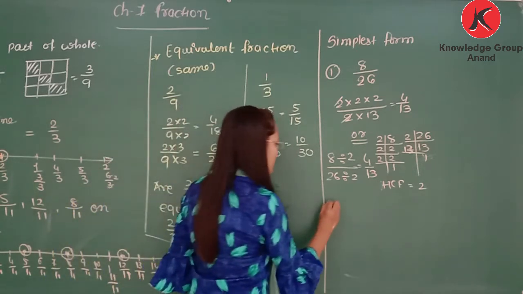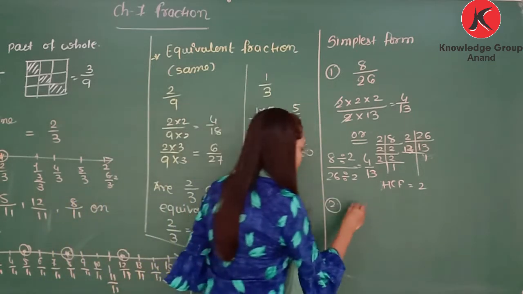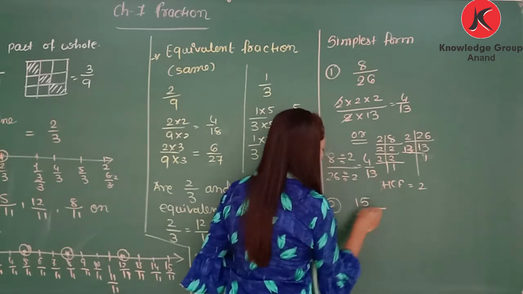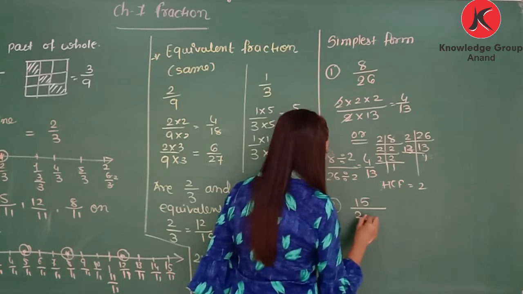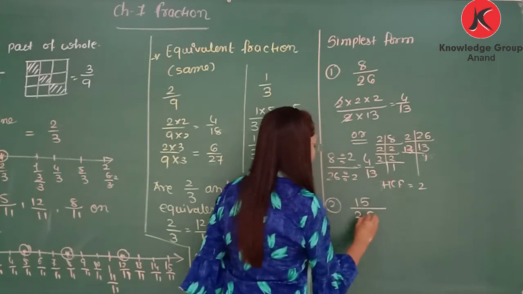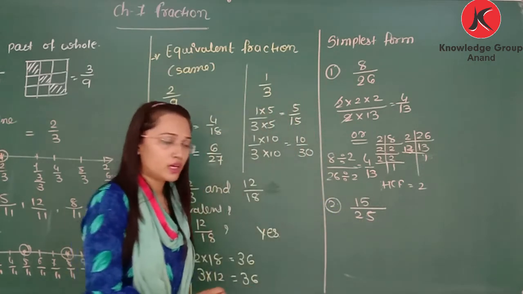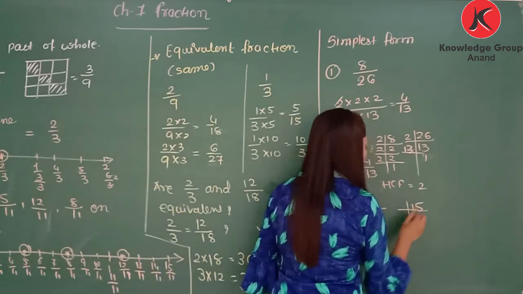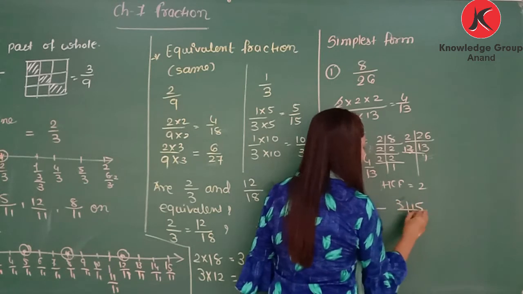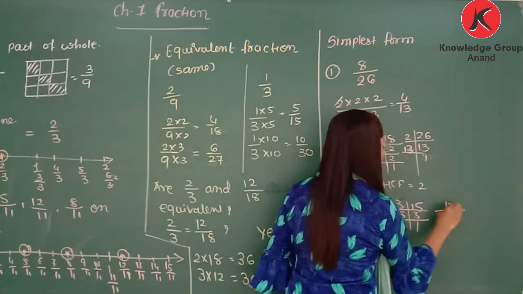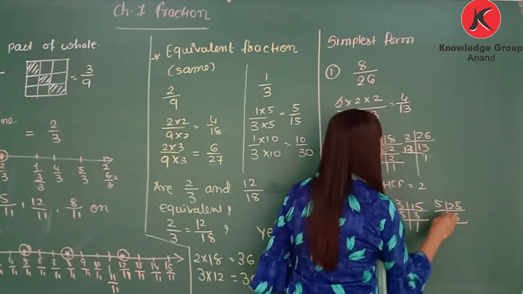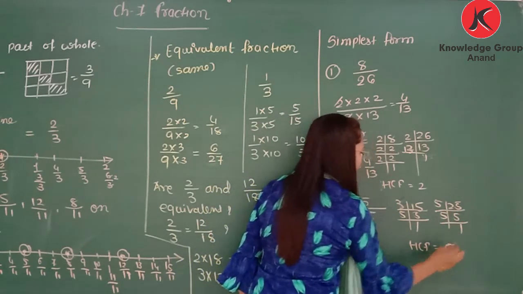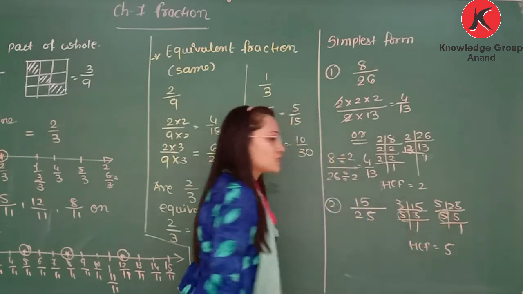Now let's take one more example to find the simplest form. If we take 15 divided by 25, here find the HCF of 15 and 25. The factors of 15 are 3 fives are 15, and the factors of 25 are 5 fives are 25. So what is the HCF? That is 5. You can see the common factor is 5.